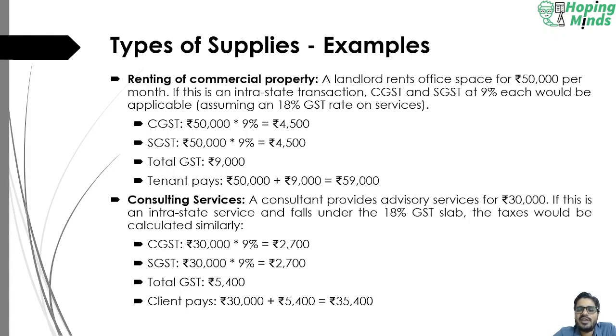A consultant provides advisory services for rupees 30,000. If this is an intrastate service and falls under the 18% slab, then the tax would be again calculated at CGST rupees 30,000 into 9%, which comes to 2,700, and SGST rupees 30,000 into 9%, that is 2,700. The total comes to rupees 5,400 and the client has to pay rupees 30,000 plus rupees 5,400, that is 35,400.